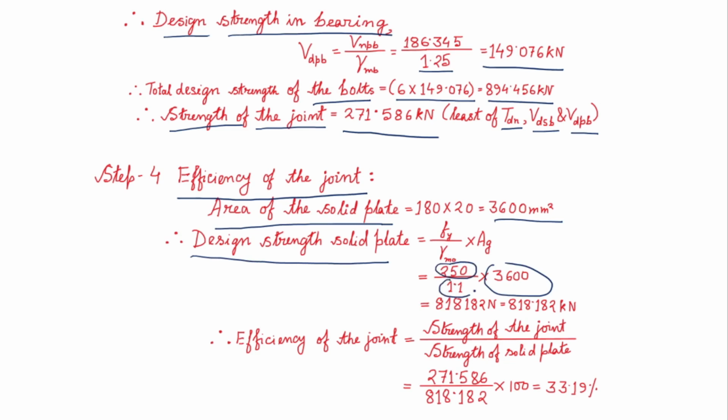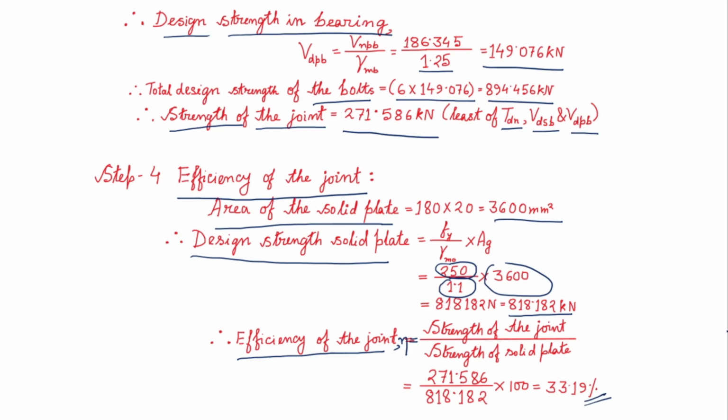Gamma m0 will be taken from IS 800 2007 table number 5, which is 1.1, and it comes out as 818.182 kilonewton. This is the design strength of the solid plate. Then the efficiency of the joint, sometimes denoted by eta also, is the strength of the joint divided by the strength of the solid plate. If you put the values, it will be 33.19%.